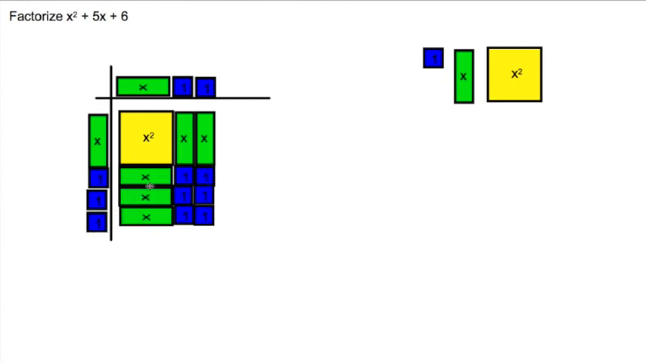And then for these blue tiles in here, I see that 1 times 1 is 1. 1 times 1 is 1. 1 times 1 is 1. 1 times 1, 1 times 1, those are all my 1s. So I see that the factored form of x squared plus 5x plus 6 is going to equal x plus 2 times x plus 3.